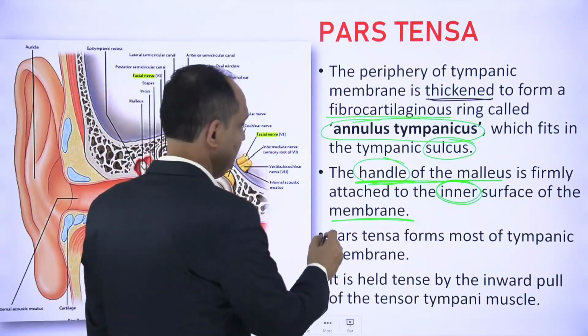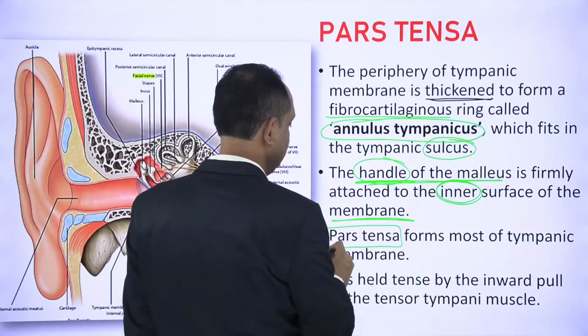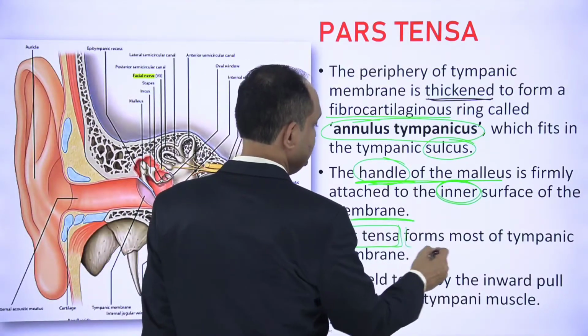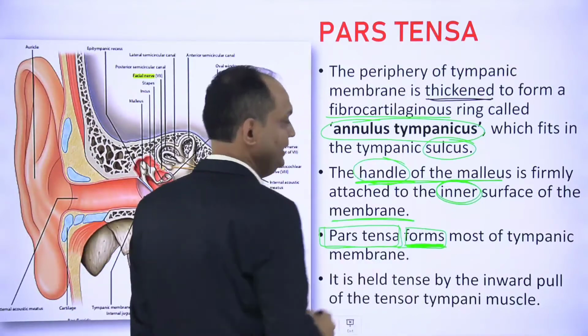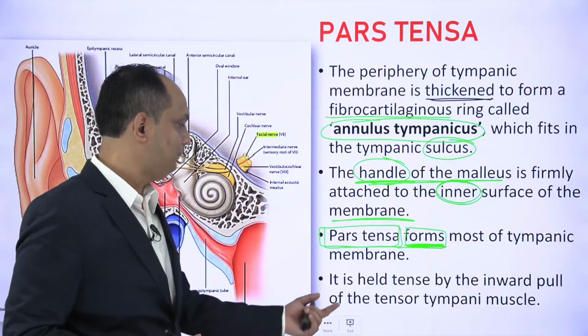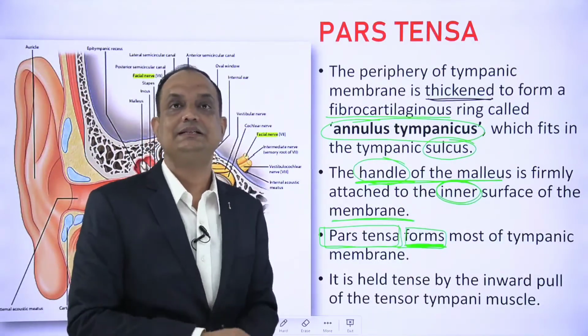So that is the reason this part is known as pars tensa. The pars tensa forms the major area of the tympanic membrane. It is held tense by the inward pull of a muscle known as the tensor tympani muscle.